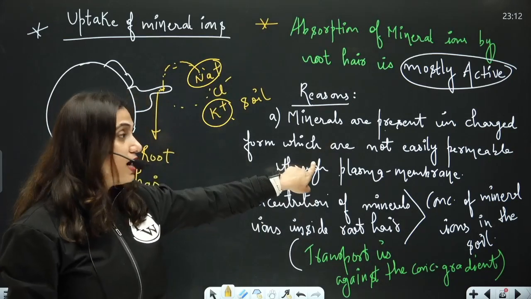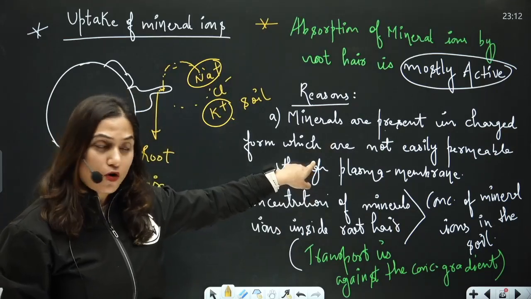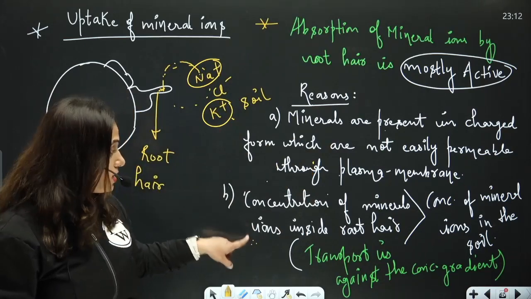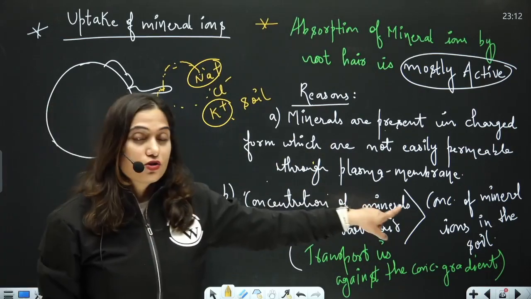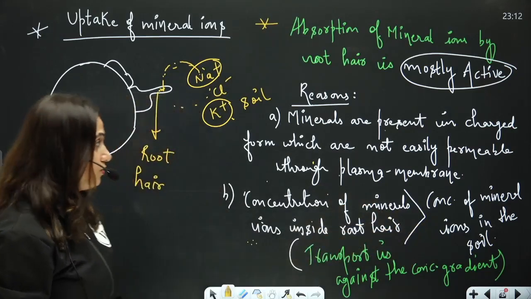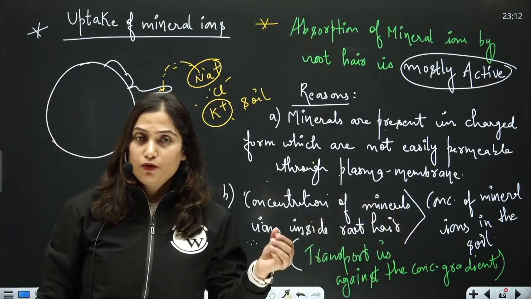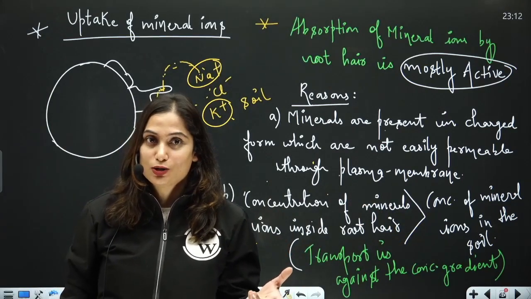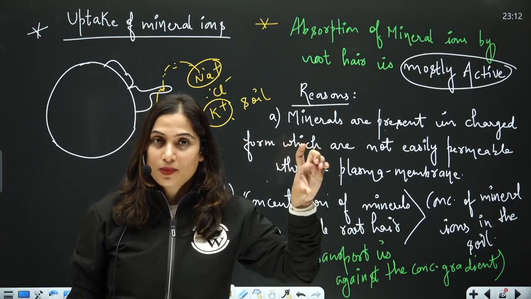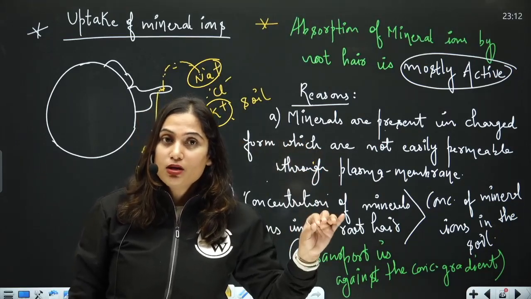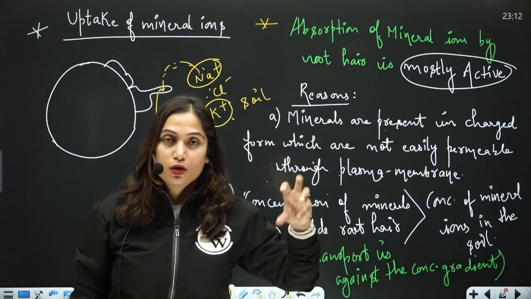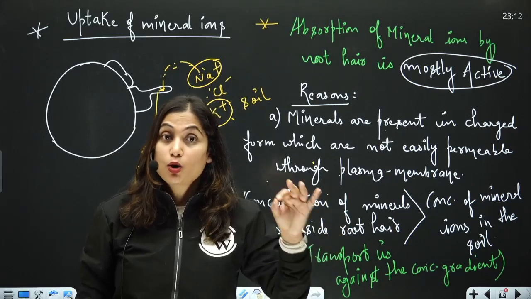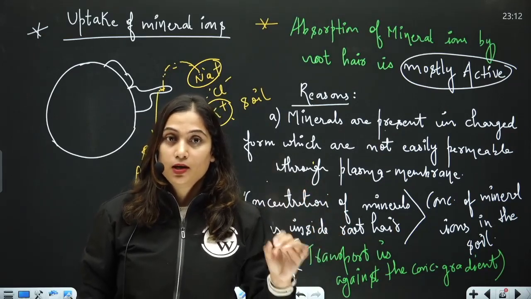First, the mineral ions are present in the charged form, and second, the concentration of mineral ions in the root hair is more than the concentration of ions in the soil, right? But very few of the mineral ions are absorbed passively also. So this is the line of NCERT, that the absorption of mineral ions by the root hair from the soil is both passive and active, but mostly it is active. Clear?